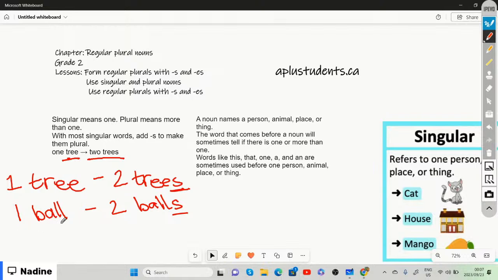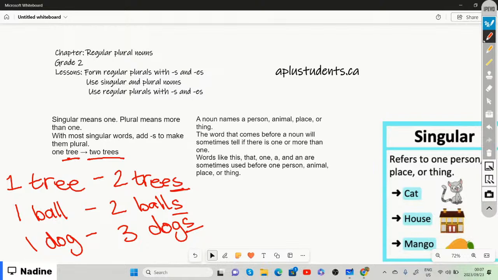Dog. We saw one dog in the estate. But now, lately, we're seeing more dogs. So now there's 3 dogs in the estate. So we just add an S to make the word plural or to show that it is now plural. It shows that there are more than one.